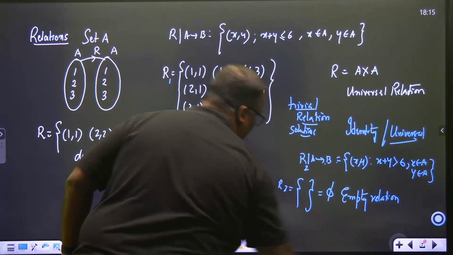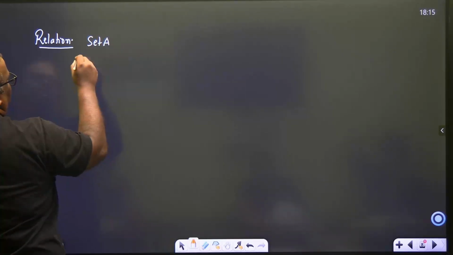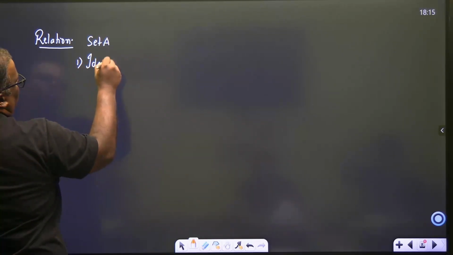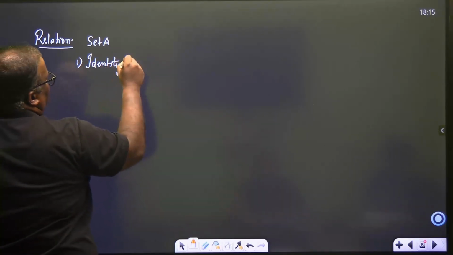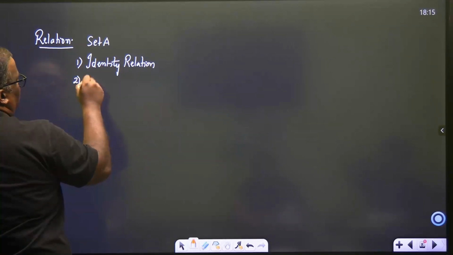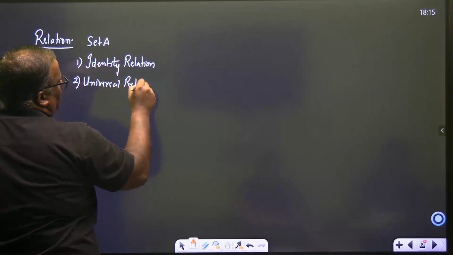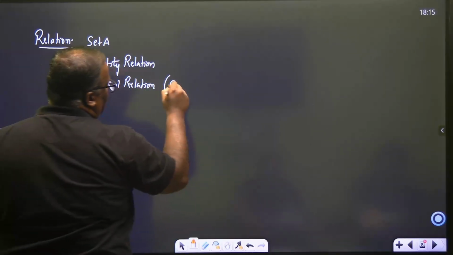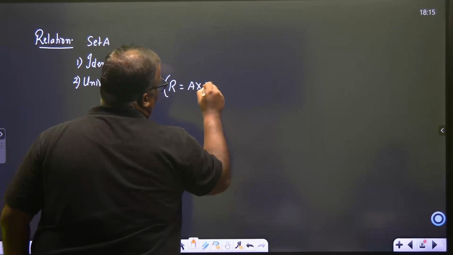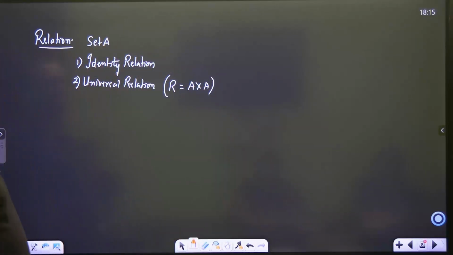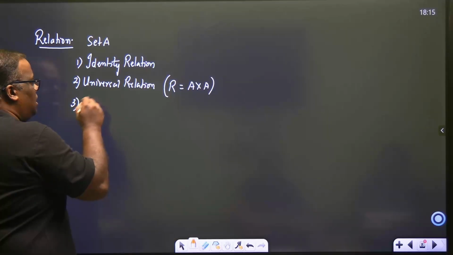So let's recap once more. Now in grade 12 we have entered and we are talking about relation, and we will be seeing relations within a set A itself, in which we first understood what is a identity relation, right? Then we understood what is a universal relation. A universal relation R is such that it is same as A cross A. Always remember that. And then we understood what is a empty relation.